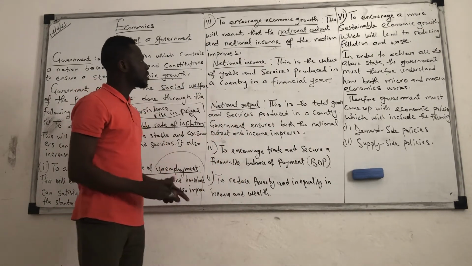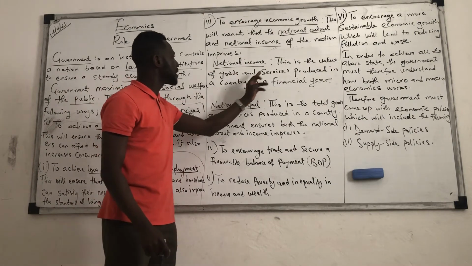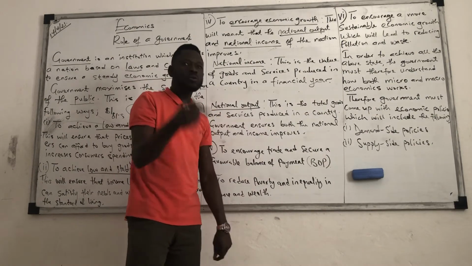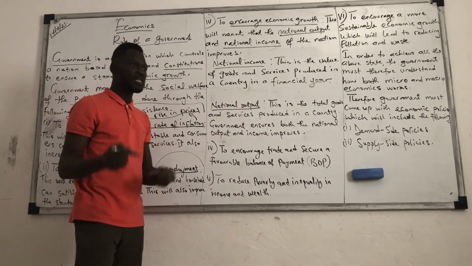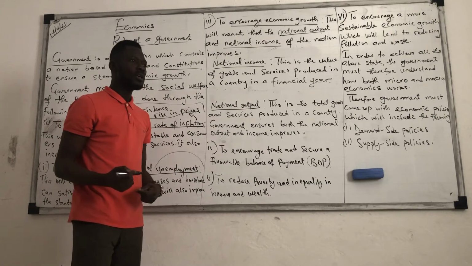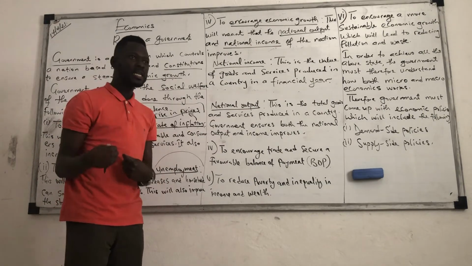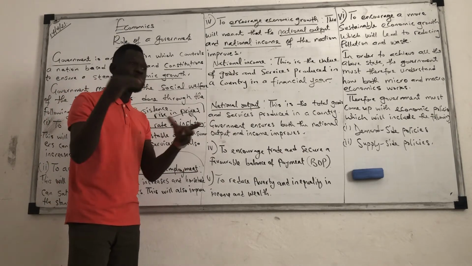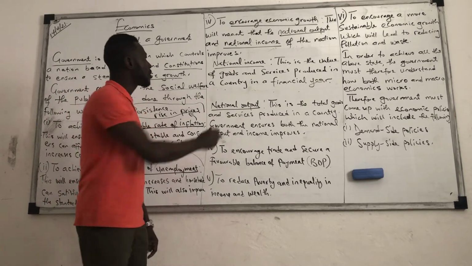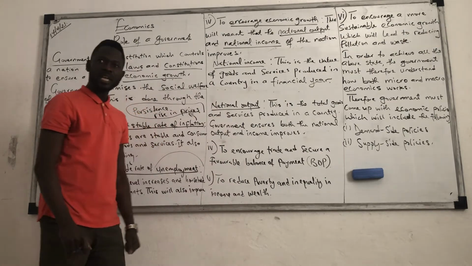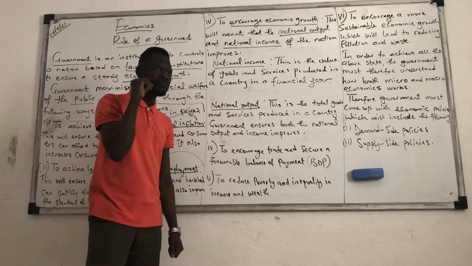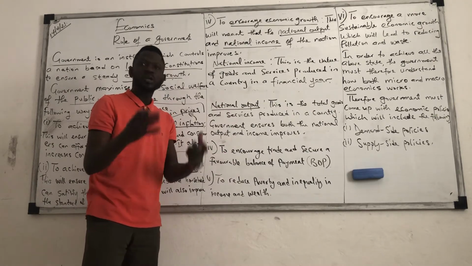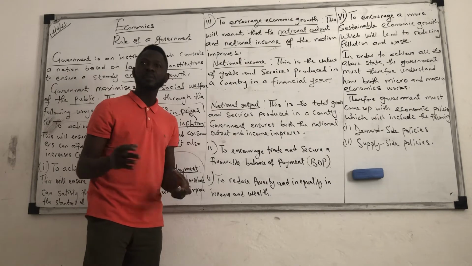So what is national income? National income is the value of goods and services produced in the country in a financial year. The value of goods and services we produce here in this country is our national income. Because when we render these services, we get income. When we produce these goods, we make revenue. So the value of what we make in goods and services is what we call national income. That means the monetary value of what we produce in terms of goods and services.